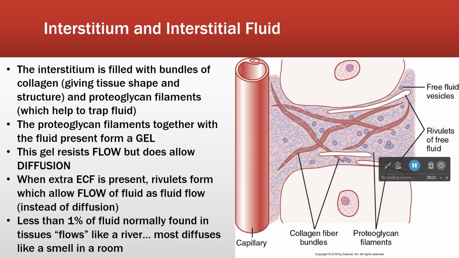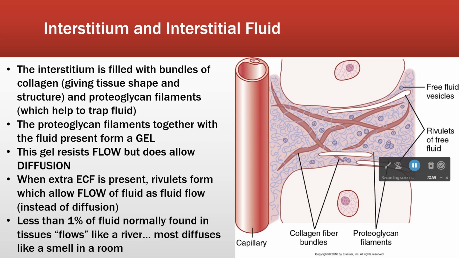They're attractive to water. So by having collagen to give it strength and proteoglycan filaments to hold the water, we have both structure and plenty of fluid for the tissues to get their raw materials, and to get rid of their waste products. So together, the collagen and the proteoglycan, the interstitial fluid, it isn't really a fluid at all. It's kind of like a gel, right?